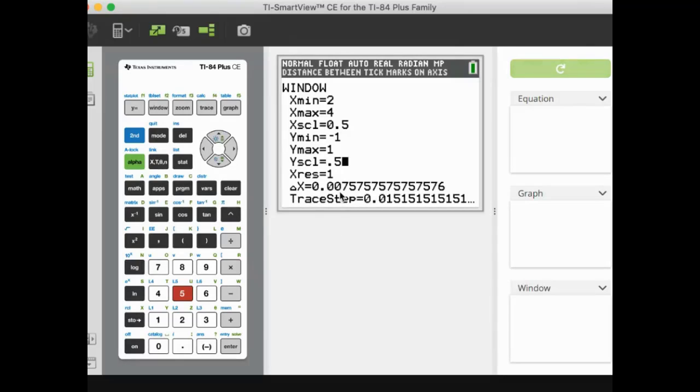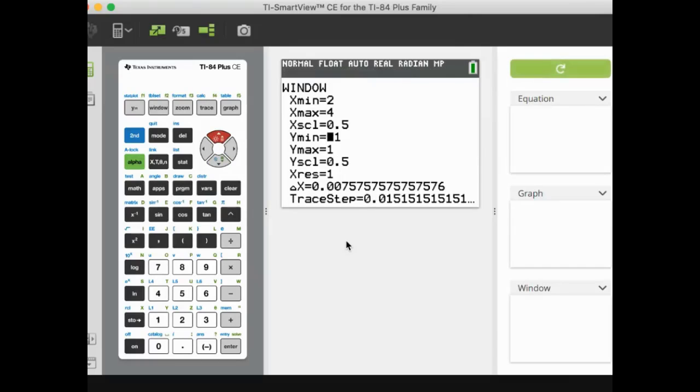So everyone type in this window. Don't ever mess with your XRes. Don't worry about this. You might not even have this. If you don't have delta X, don't worry about it. If you don't have trace, don't worry about that either. All that matters is X min, X max, X scale, Y min, Y max, Y scale.